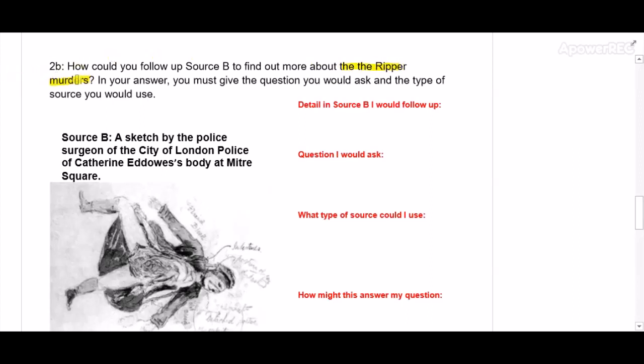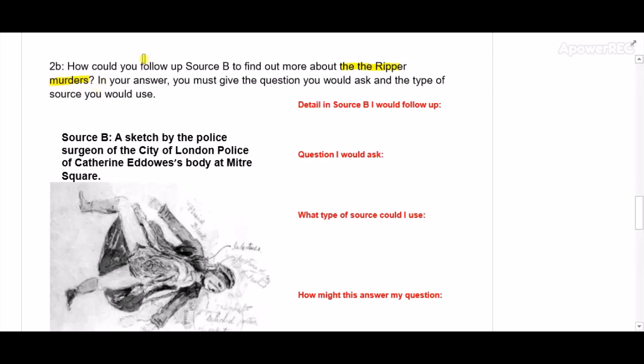Now that's quite a loose one at the moment, but it's just to give you an idea of what we're looking for. So the bit in yellow is the only bit that will ever change. That's what you need to imagine as an historian. What are you trying to find out more about? If it was asking how could you follow up source B to find out more about the life and times of Mr. Williams on a Sunday before returning to school, the sources are going to be very useful. But actually, it might be useful for us to find out more about the Ripper murders.